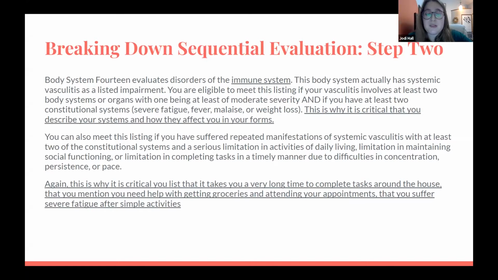And then you can also meet this listing if you've suffered manifestations of systemic vasculitis and 2 of the symptoms that seriously limit your activities of daily living. So again, that's why you really need to be listing that in your forms.